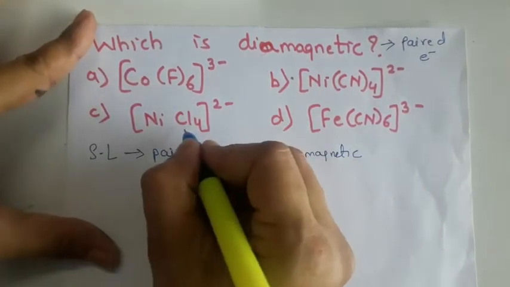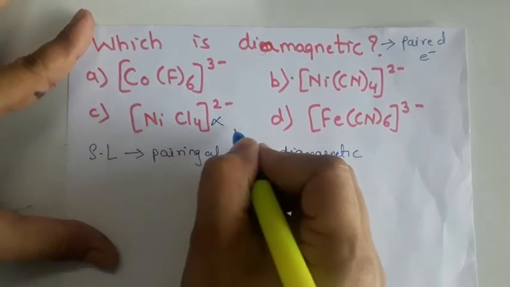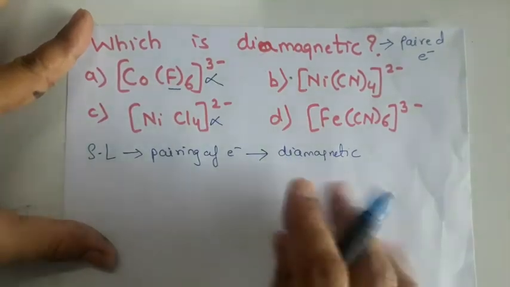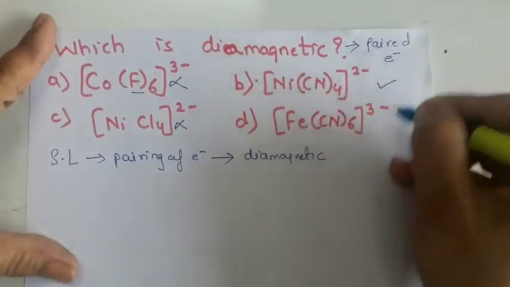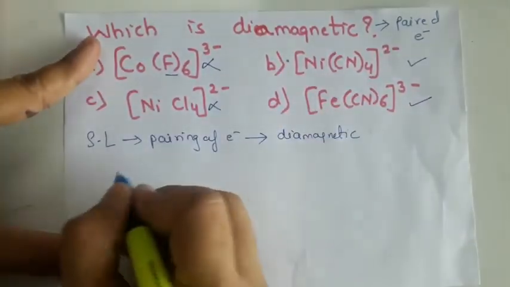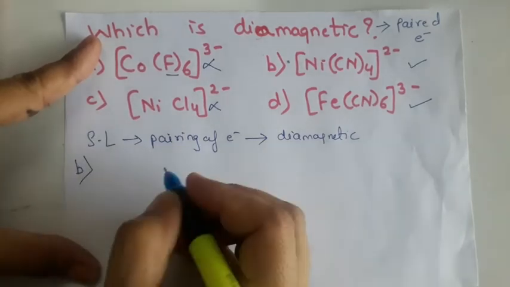So here we have a weak ligand, chlorine. All halides are weak ligands, so this option is not possible. Here also a weak ligand, not possible. So it means we have to choose between these two options. Okay, so let us begin with the first option. We have nickel. So I am solving the B option. Let us see which answer is correct.